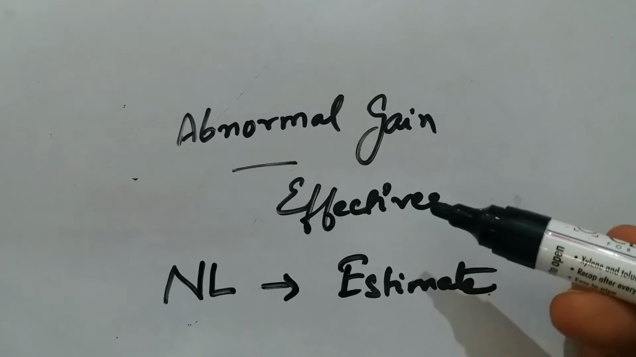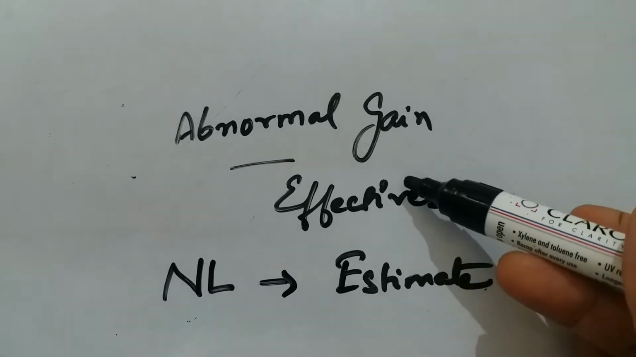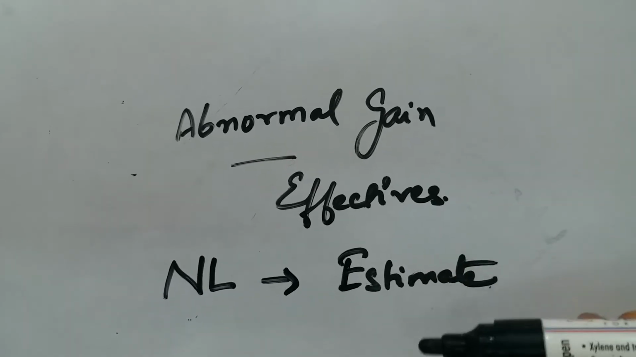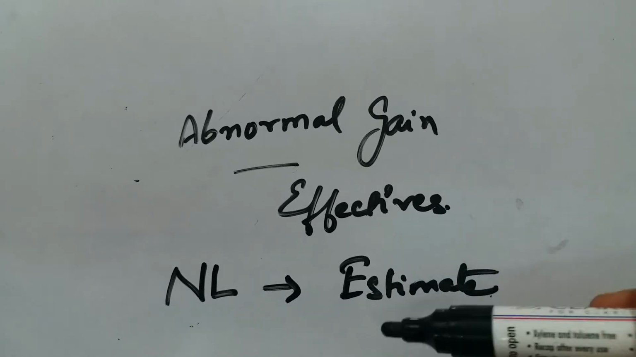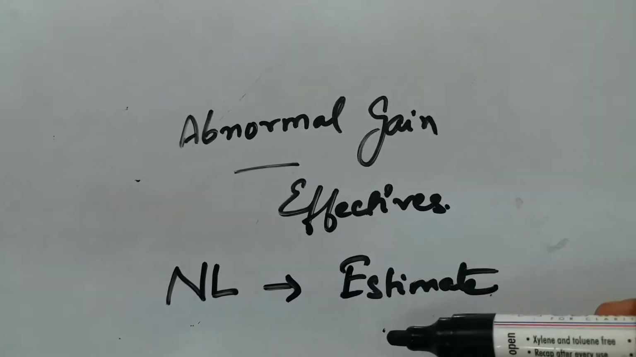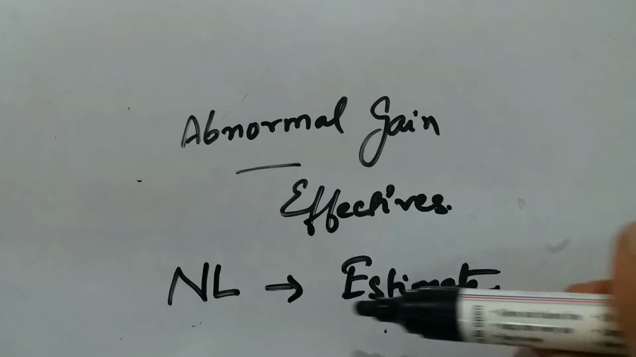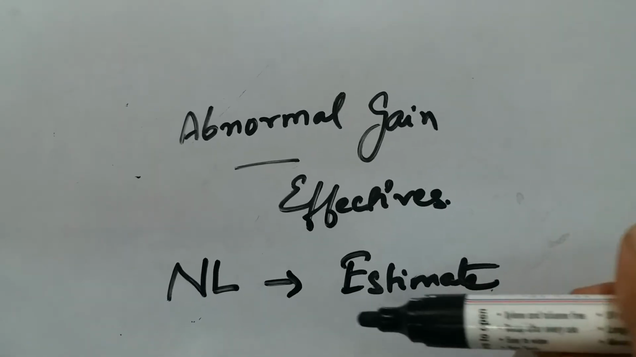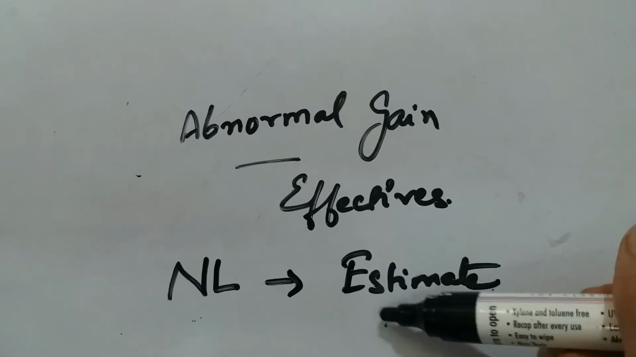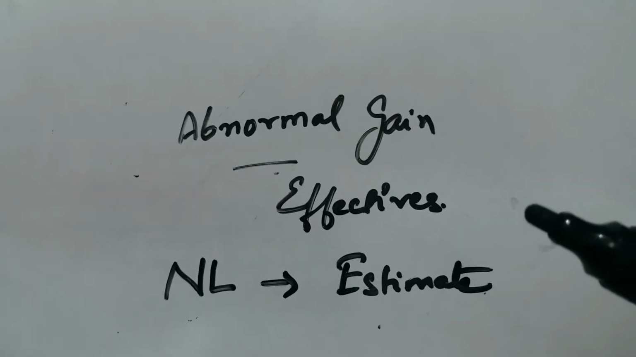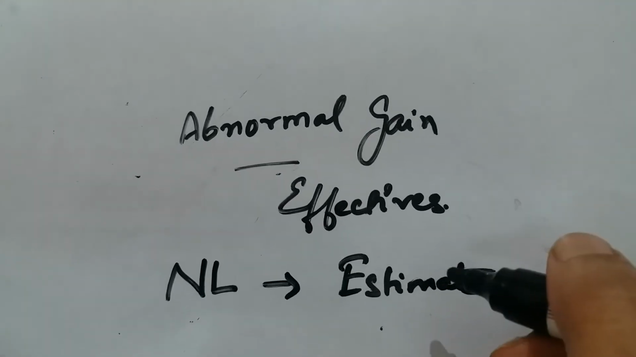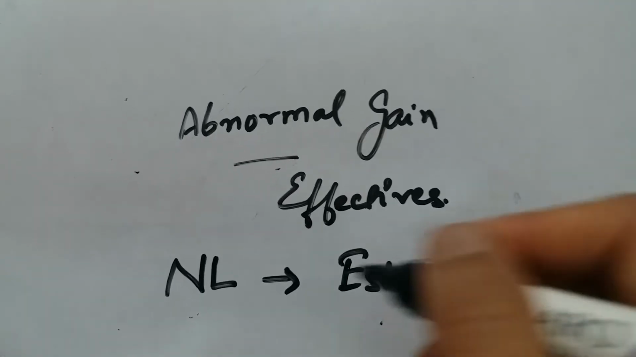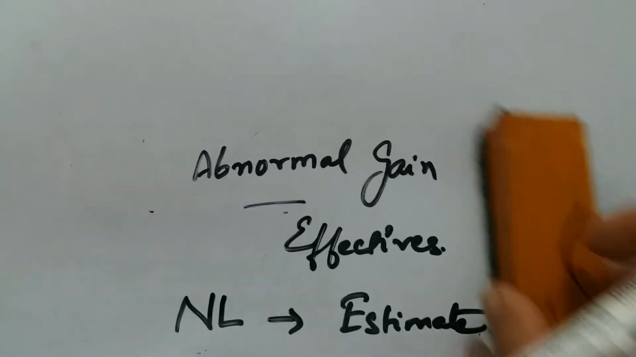In simple words, when the actual loss in the process is less than the estimated loss or the expected loss, then abnormal gain results. Now, we post this abnormal gain to the abnormal gain account, and how it is shown in the process accounts, let me tell you about that.